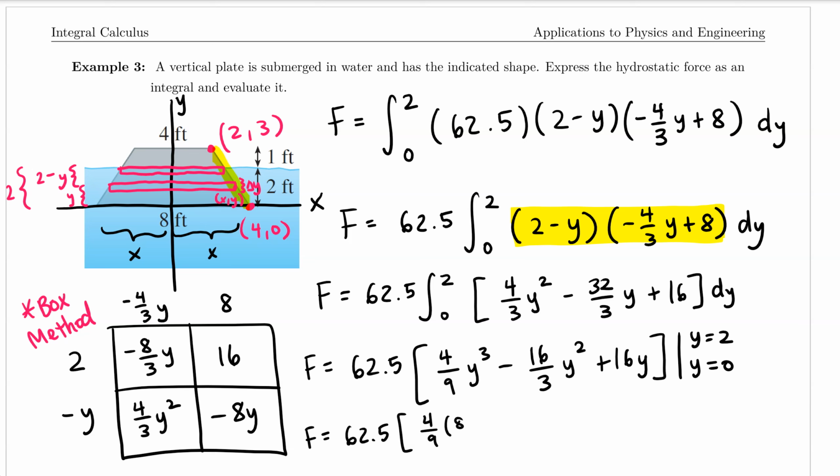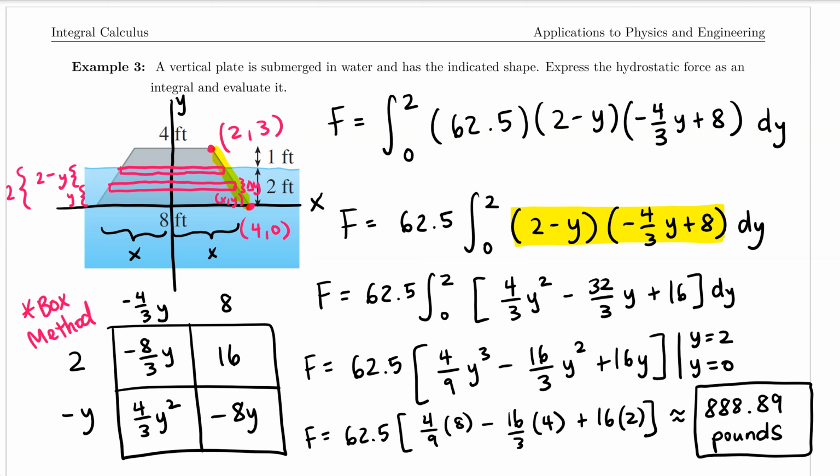2 cubed is 8. Let's see, 16 over 3 times 4 plus 16 times 2. I'm just going to throw that into a calculator, and if I round that, that is 888.89 pounds, because we are in the US system.